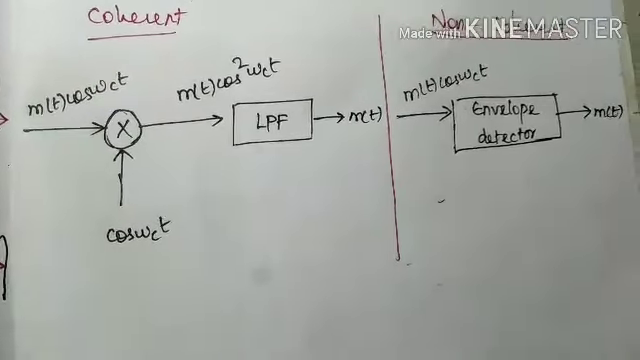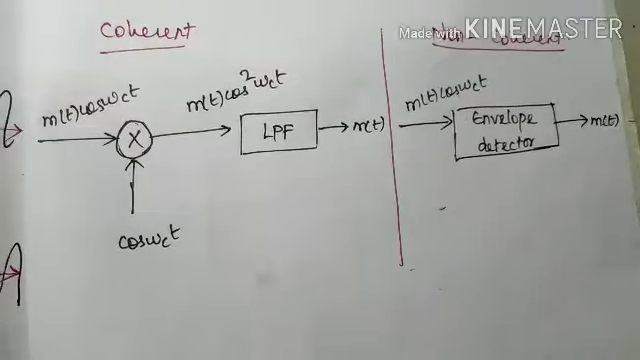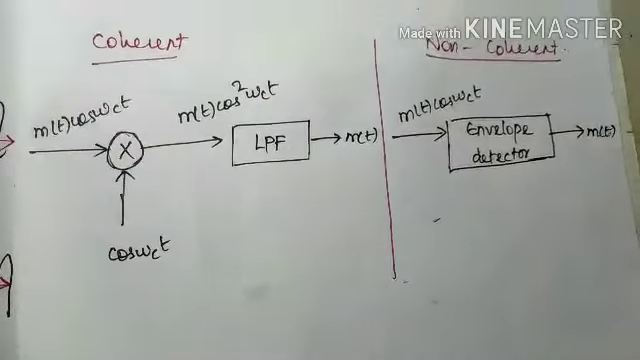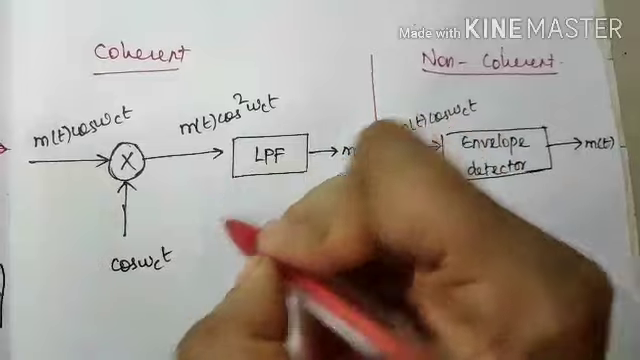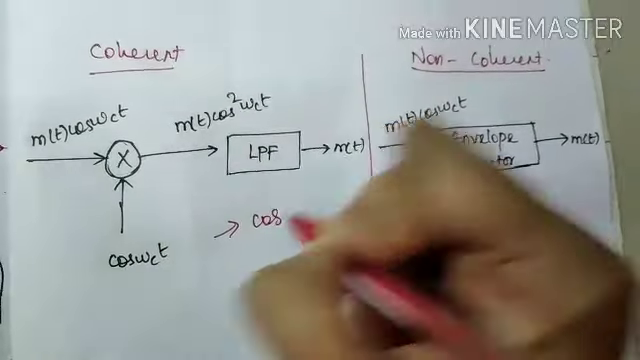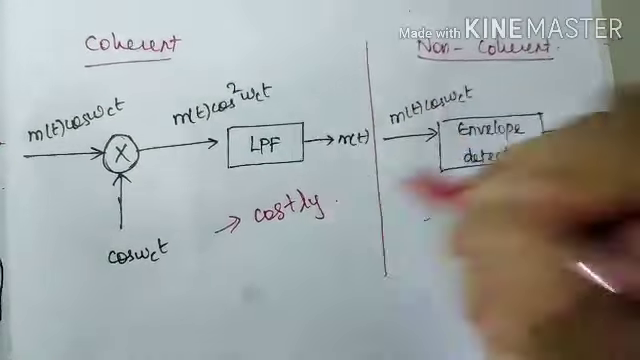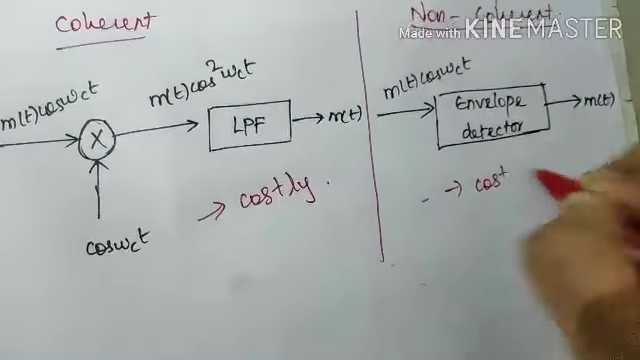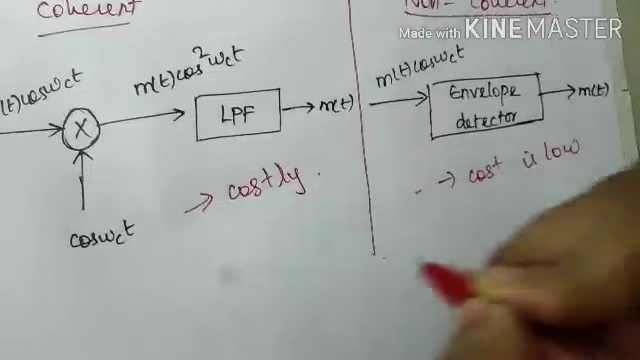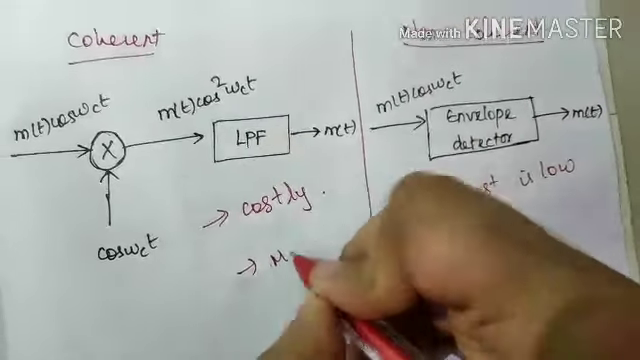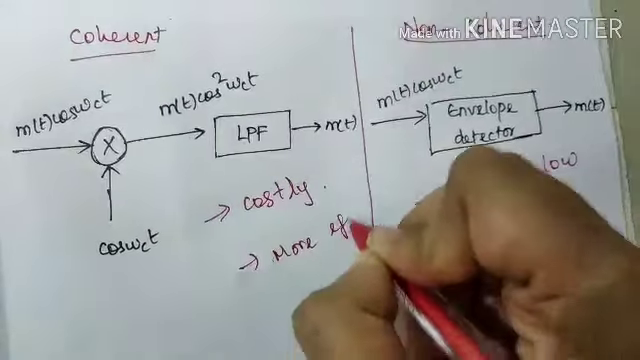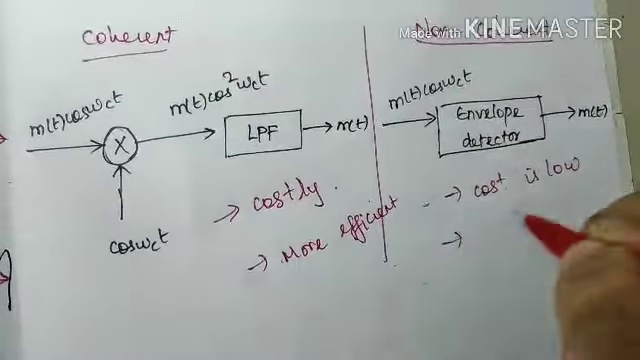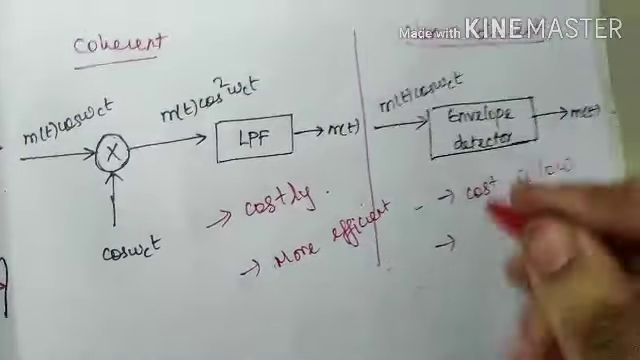Now we will see the advantages and disadvantages of coherent and non-coherent detectors. The coherent detector is costly when compared to the non-coherent detector, whose cost is low, but it is more efficient when compared to the non-coherent detector. But the non-coherent detector's performance is very poor.